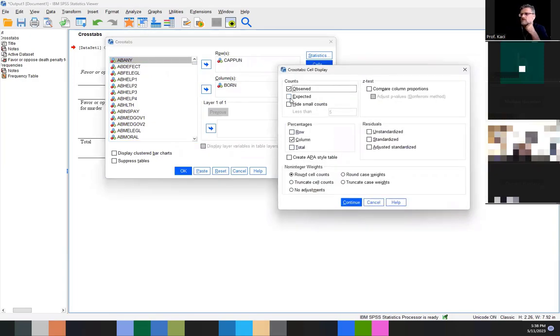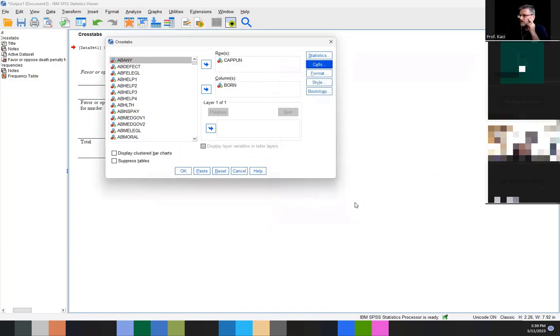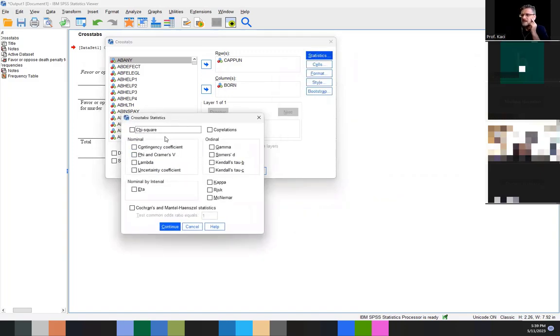Cells. I'm just going to add expected this time, just to show you if that difference between observed and expected is also large. Continue. In statistics, I'm going to get chi-square, lambda, and I'll get phi and Cramer's V to look at not only the significance also, but the measure and the strength of the association.